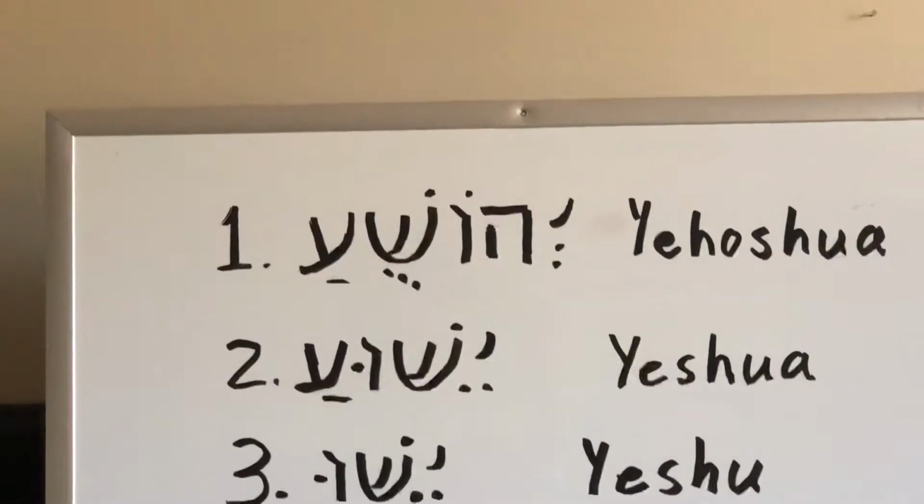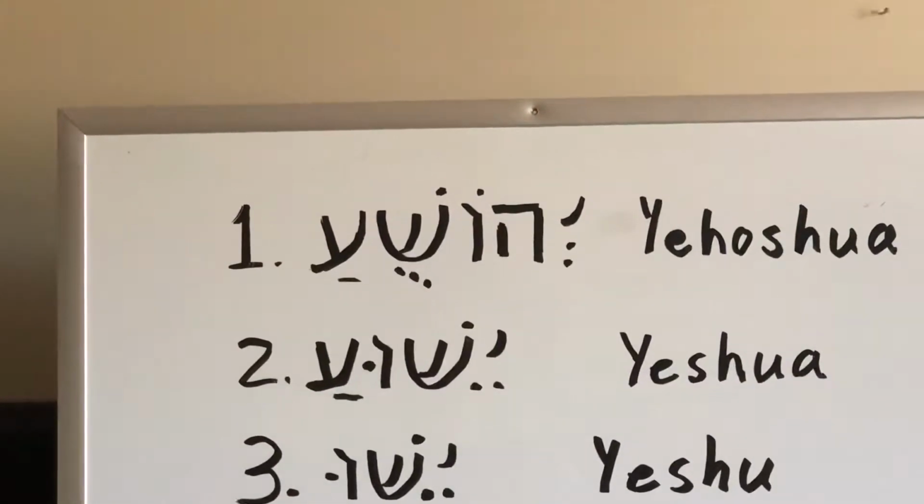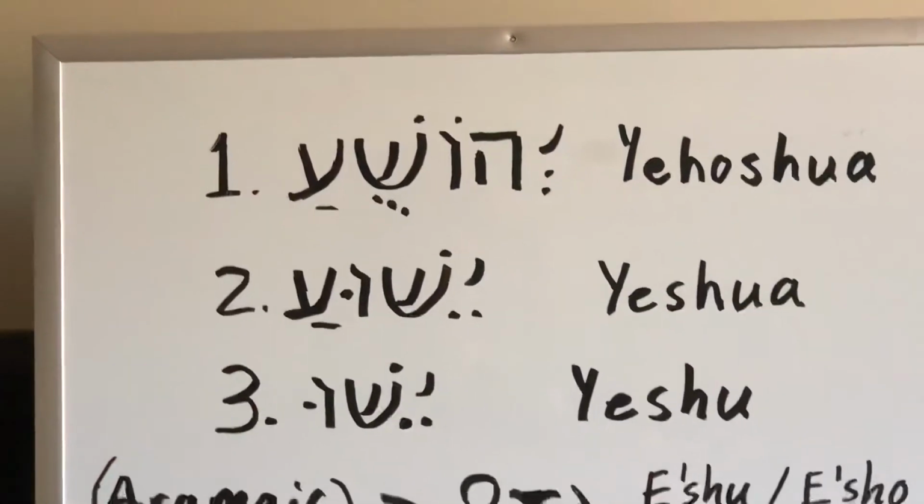So this is Yeshu, which is the even shorter one of Yod, Shin, Vav. And you have the vowels mixed in. And let's go ahead and jump into the next language one.